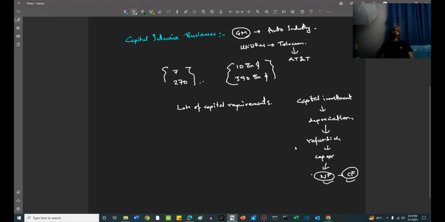As a result, they are always in search of capital. And the second thing is they have to raise a lot of capital through debt.